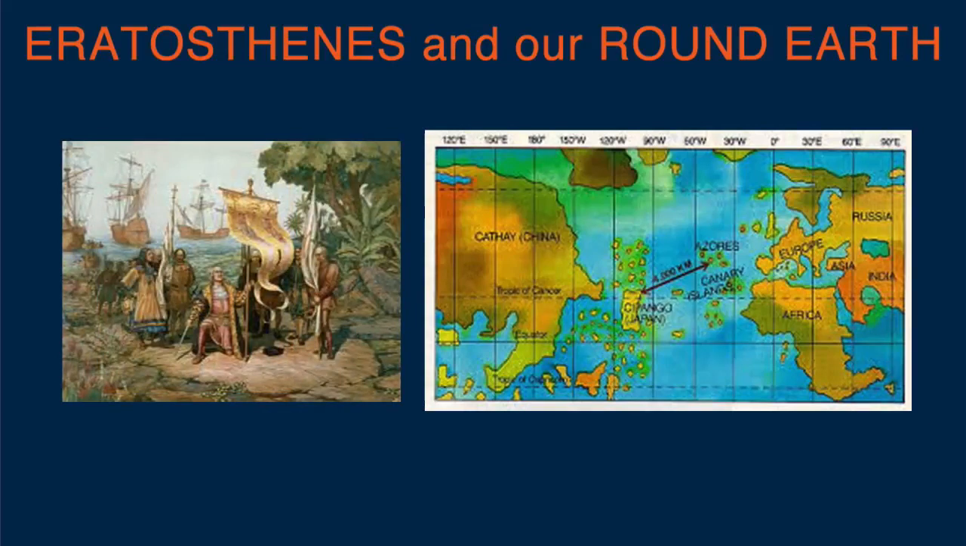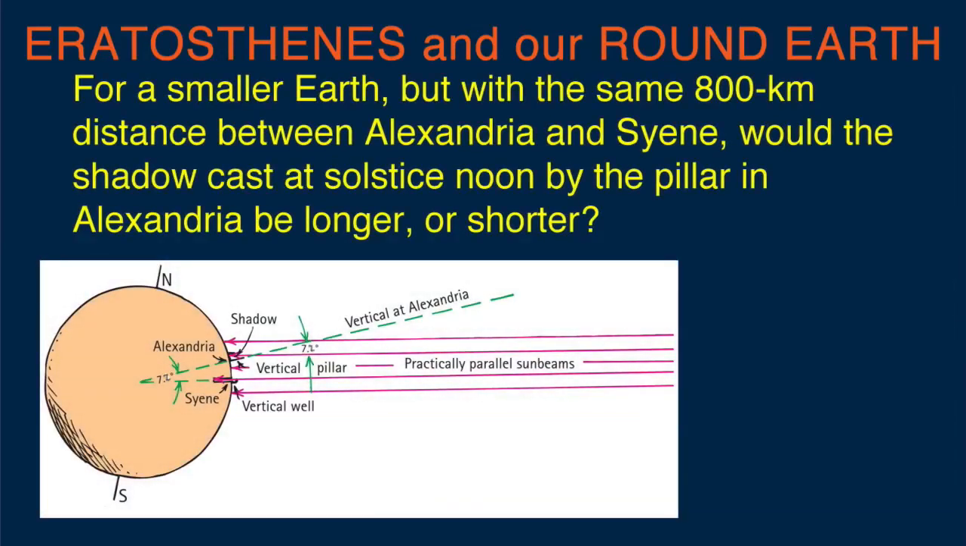I want to leave you with a question. For a smaller Earth, as Columbus thought, but with the same 800-kilometer distance between Alexandria and Syene, would the shadow cast at the solstice noon by the pillar in Alexandria be longer or shorter? Think about that. Good energy.